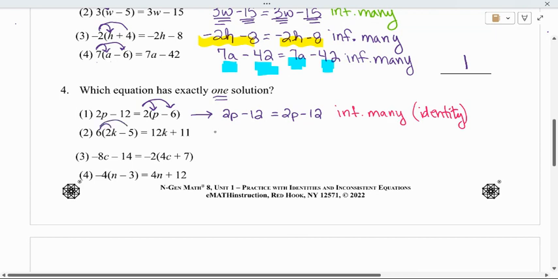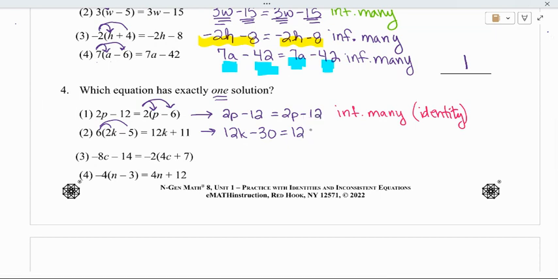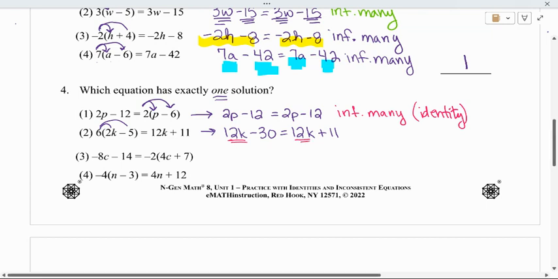When I distribute, I end up with 12k minus 30 equals 12k. I said k and wrote x. I'm so sorry. 12k plus 11. What do we know about this one? What is this going to give us? What? You think it's going to give us one solution? We have the same variable term, so those are going to cancel out, and we're going to end up with a statement that says, yeah, negative 30 does not equal 11. This is a no solution.